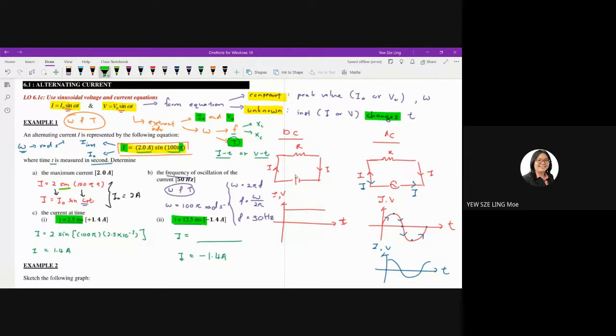All right, now I give you a few minutes to write down the summary for 6.1 and also the answers for example 1. I'll give you a few minutes to write it down before we proceed to example 2, where we are going to learn how to sketch a graph based on the equations given.